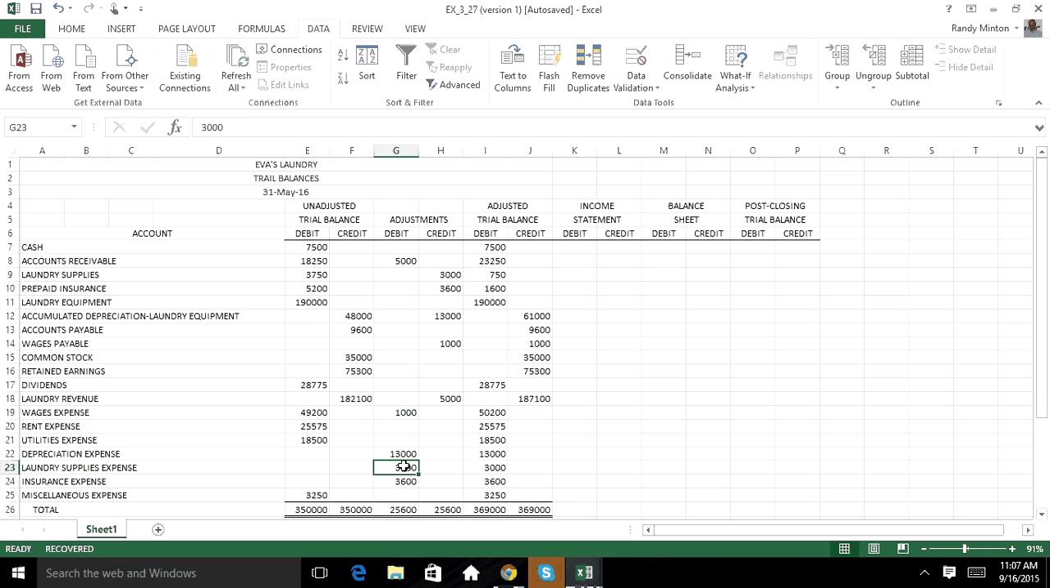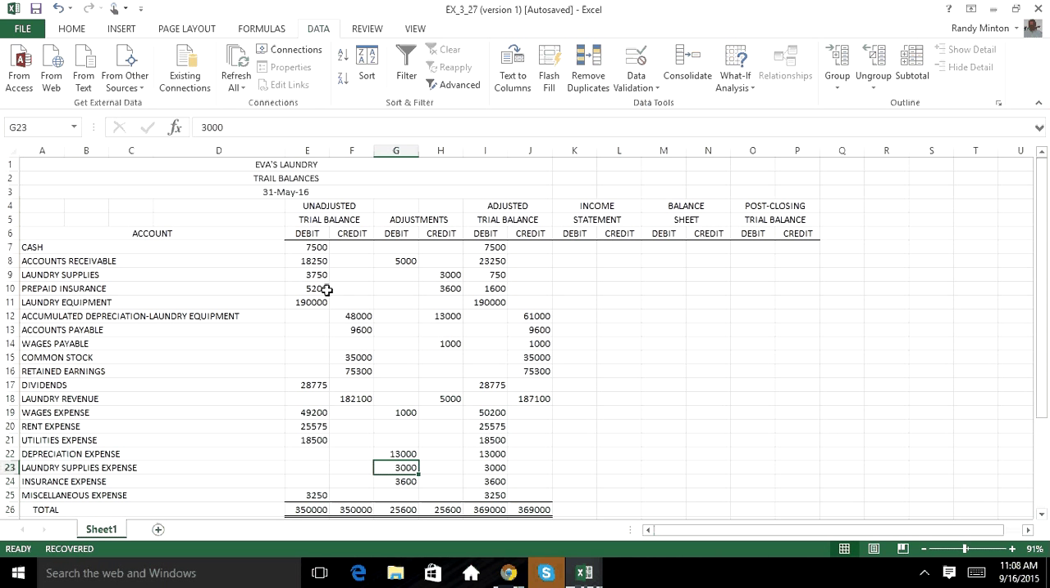So we'd have a debit to depreciation expense, or excuse me, to laundry supplies expense for $3,000, and a credit to laundry supplies for $3,000. Again, laundry supplies is an asset, so if it's coming down, it has to be credited. Laundry supplies expense is an expense, and it's making the stockholders' equity side of your equation go down, and therefore it must be debited. Why? Because stockholders' equity goes up on the right-hand side, and this is representing a reduction in stockholders' equity.